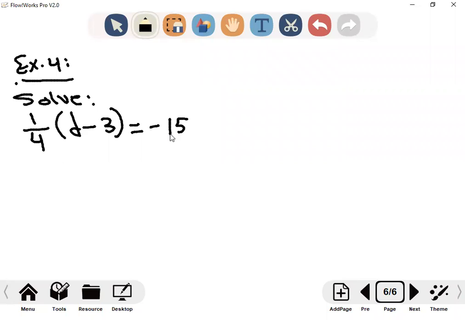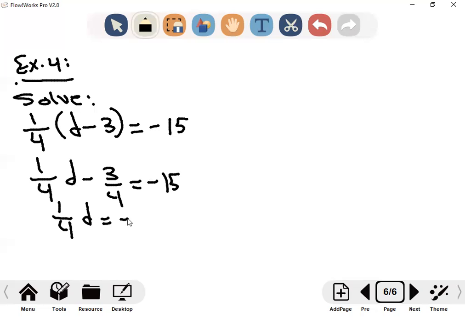Let's distribute the 1 over 4. 1 over 4 multiply d, 1 over 4 d. 1 over 4 multiply negative 3, negative 3 over 4, right? All equal negative. Now shift this there. So 1 over 4d equal negative 15 plus 3 over 4.